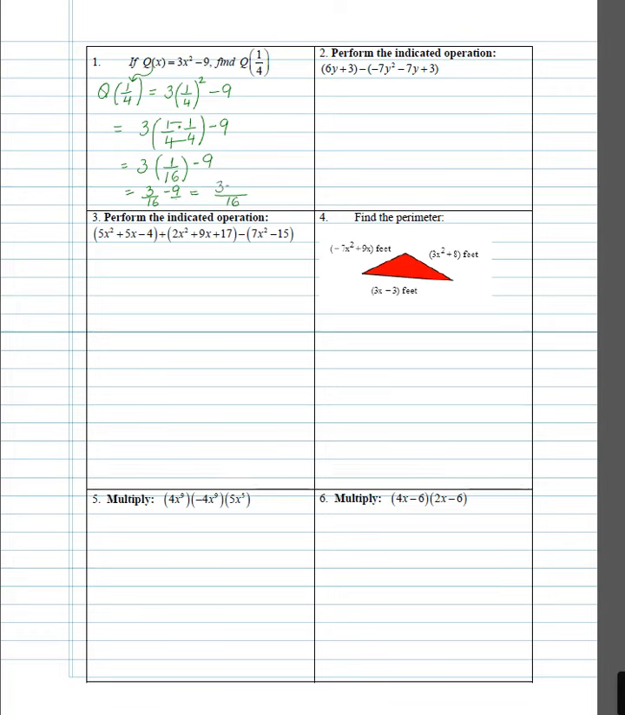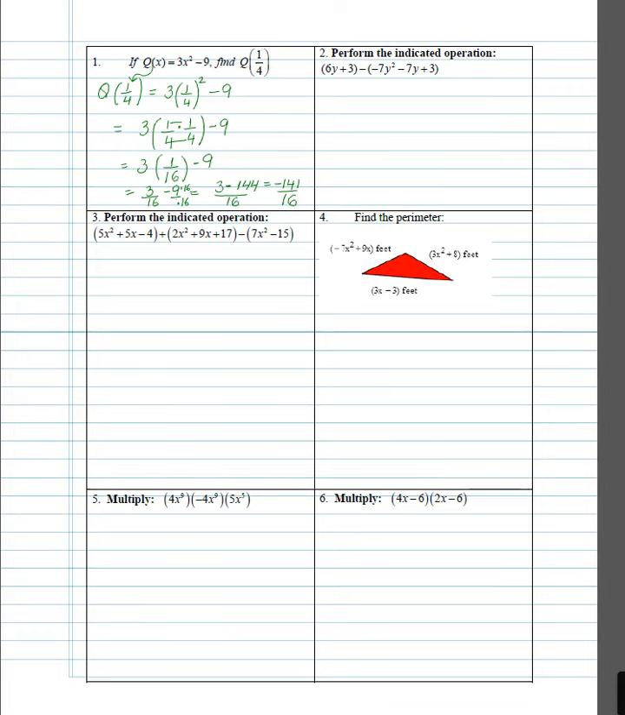So 3 times, I'm going to make it a common denominator, 16 times 16. 9 times 16 is going to be 144. So I end up with negative 141/16. I can't simplify this further, so this stays the way it is. Now moving on to the next problem.